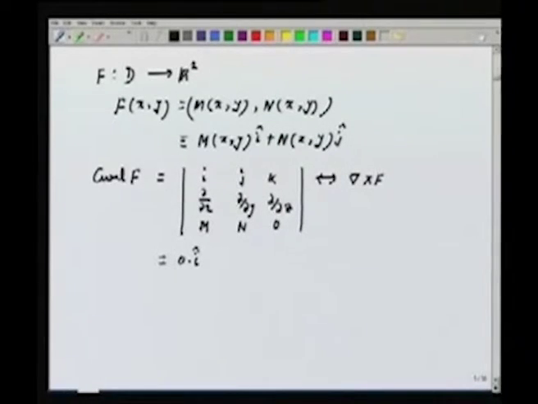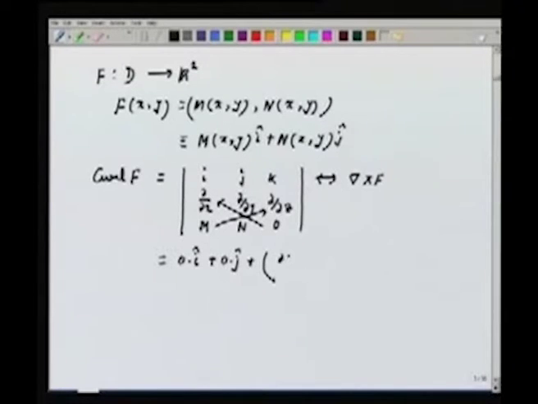Then I look at j, then I have to apply del z on m, and then 0 on del x. Now del z on m is again 0 because m is a function of x and y, it is independent of z, so that quantity is 0, so is del x of 0. So I get 0 dot j. Now what remains is k, so that component I will write.